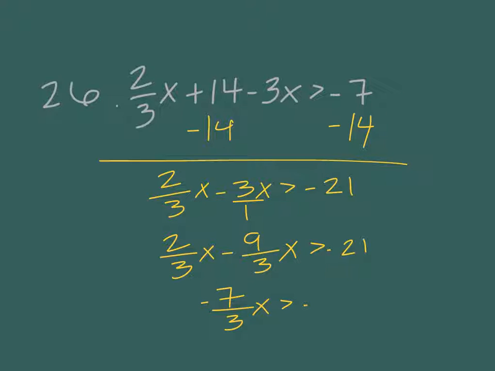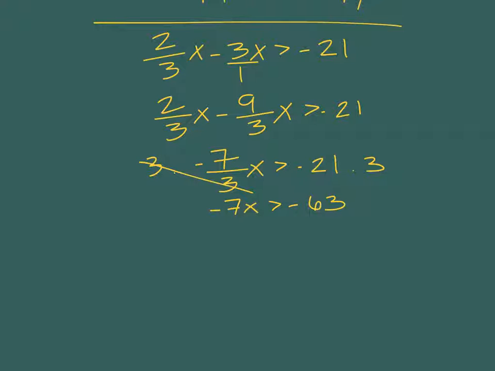x is greater than negative 21. I'm now going to multiply both sides by 3. And I get negative 7x is greater than negative 63. And then I'm going to divide both sides by negative 7. When I divide by negative 7, I'm going to flip my sign, so I get x less than positive 9. So my solution is all values of x that are less than 9.